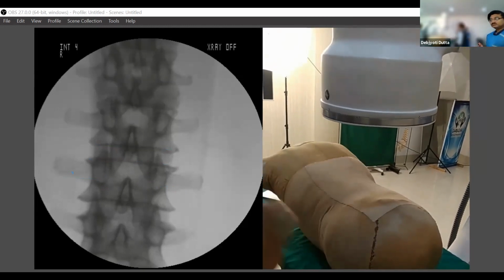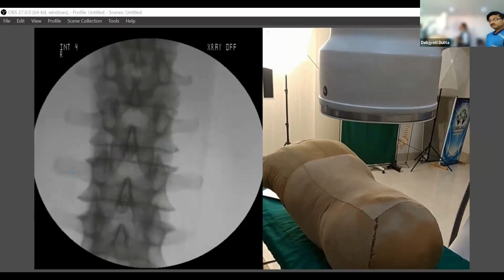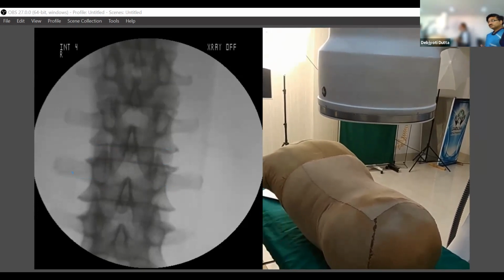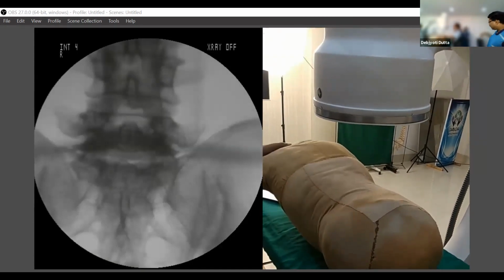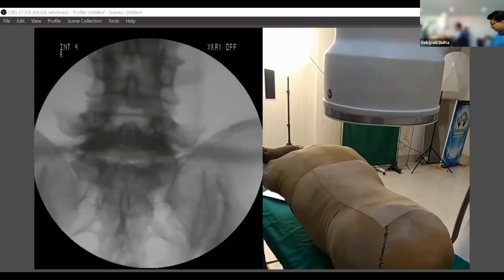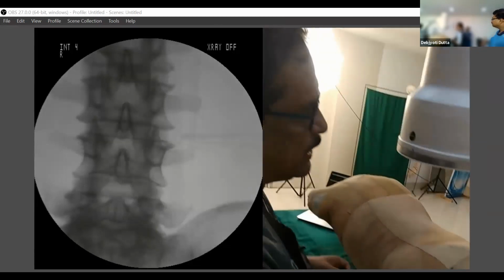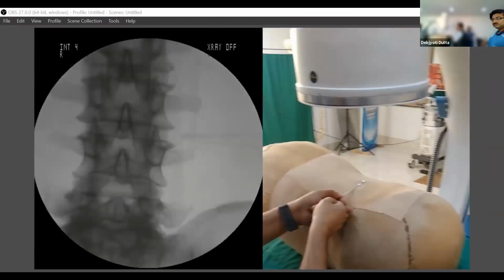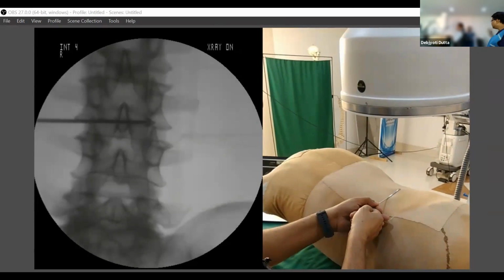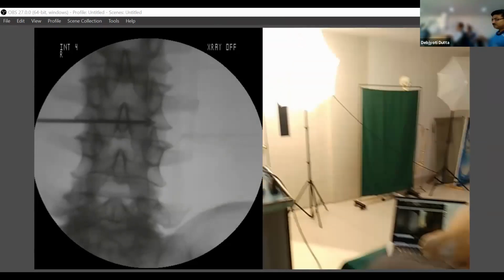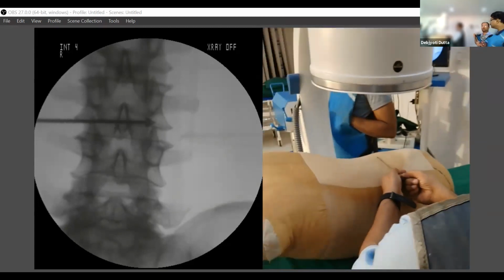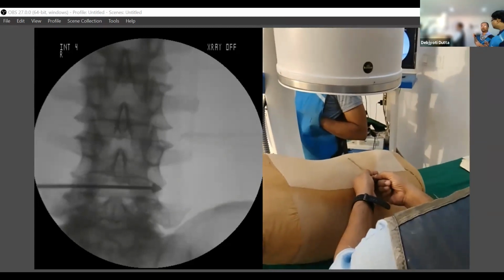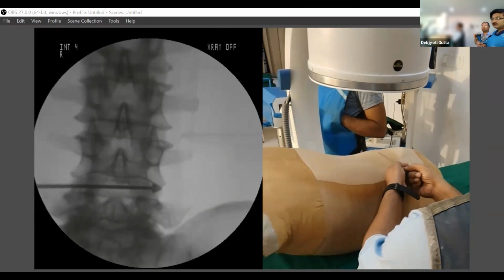How much? Till you see the end plate parallel. Here already in this level picture, you see at the level of the L34 picture. Okay, so at the level of the L34, that means at this level picture, at this level end plate is parallel. You see, at this level, end plate is parallel, but at the level of the L4-5 picture, L4-5 end plate is not parallel. L5S1 end plate is not parallel.